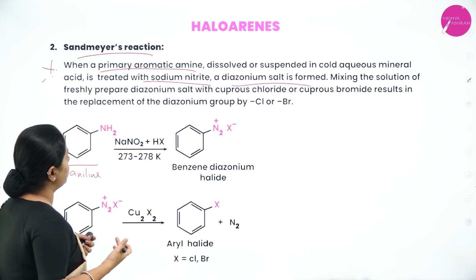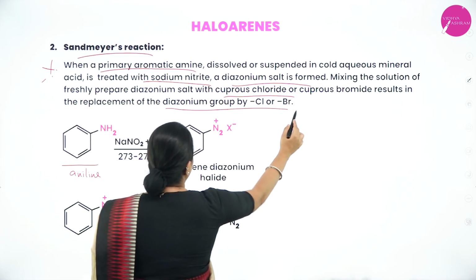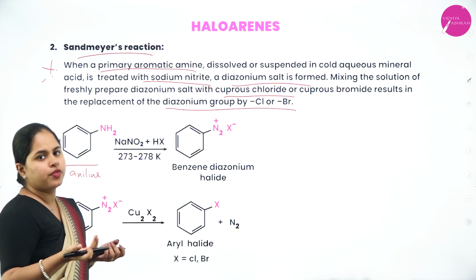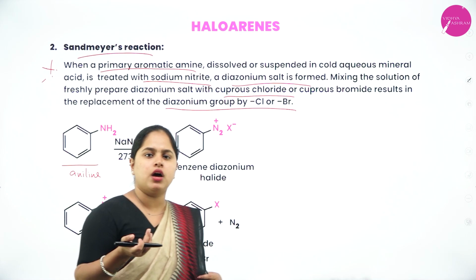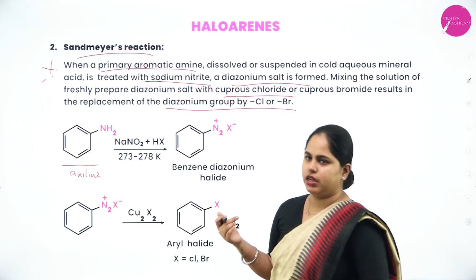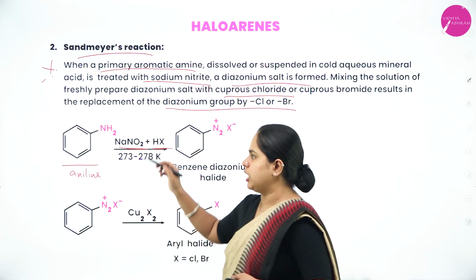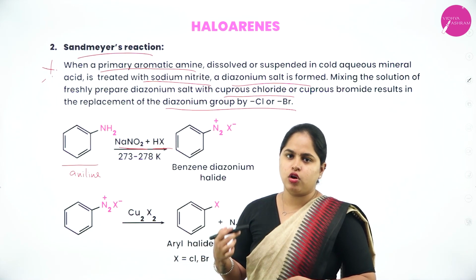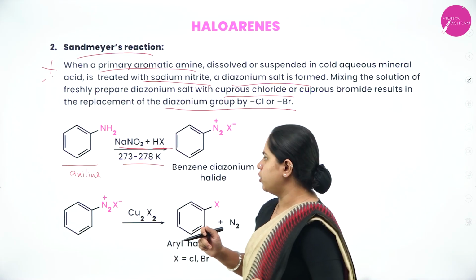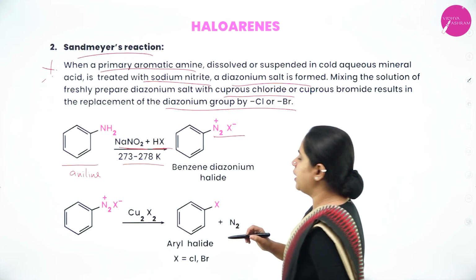Mixing the solution of the freshly prepared diazonium salt with cuprous chloride or cuprous bromide results in the replacement of the diazonium group by chlorine or bromine. So let's understand how the diazonium salt is formed, and further how you are getting your haloarene. For that, first you need your amine, a primary aromatic amine, which is aniline. In presence of sodium nitrite and a mineral acid, it can be HCl or HBr, at 273 to 278 Kelvin in cold condition, what is going to happen? First you are going to get a diazonium salt, that is N2+ X-.